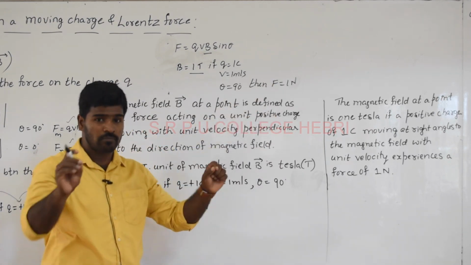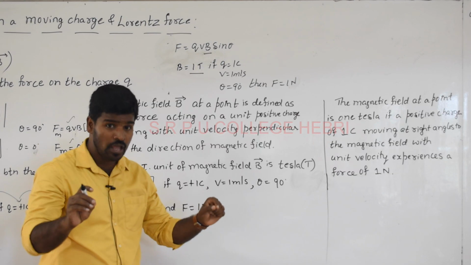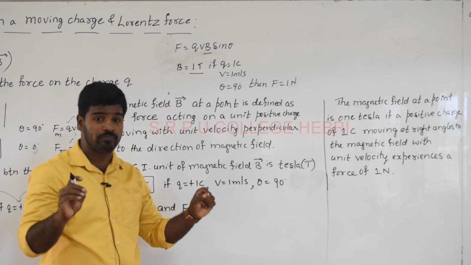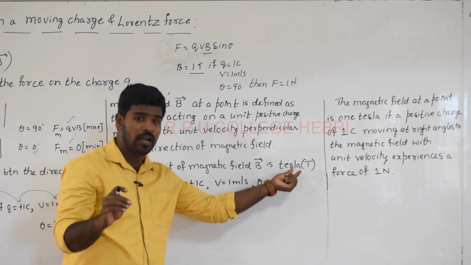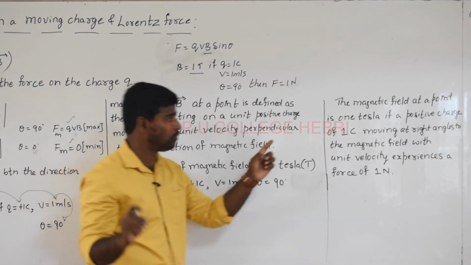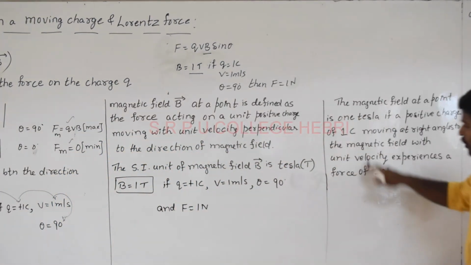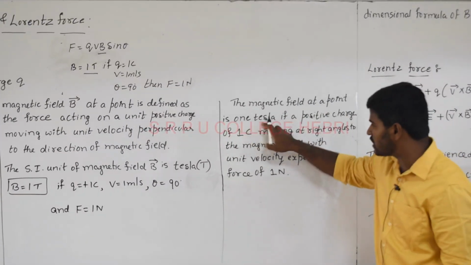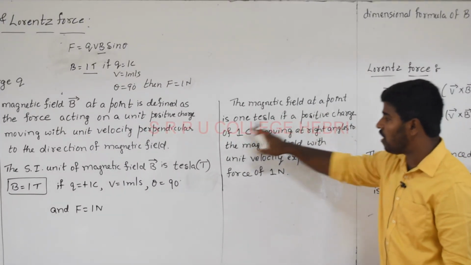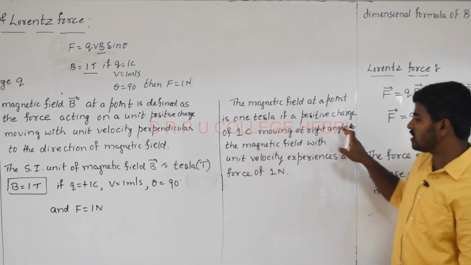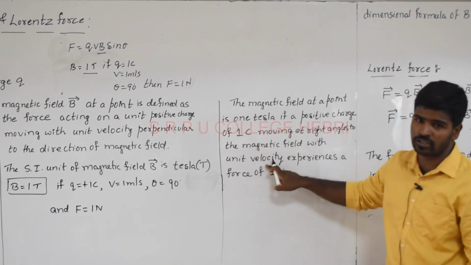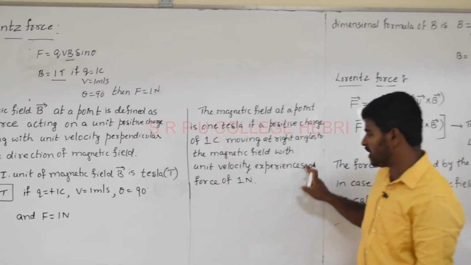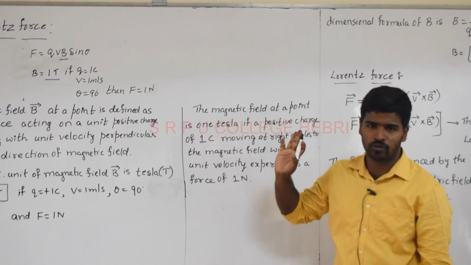Is it clear? 1 mark, very important question. What is the question? Define SI unit of magnetic field. What is the SI unit of magnetic field? Tesla. Therefore, the magnetic field is said to be 1 Tesla according to the definition. You must copy this. The magnetic field at a point is 1 Tesla if a positive charge of 1 coulomb moving at right angles to the magnetic field with the unit velocity, that is 1 meter per second, experiences a force of 1 Newton. Hope you are clear on that.